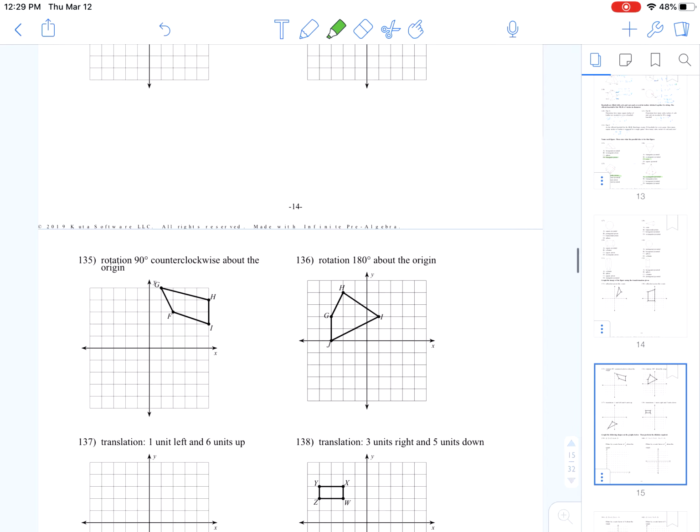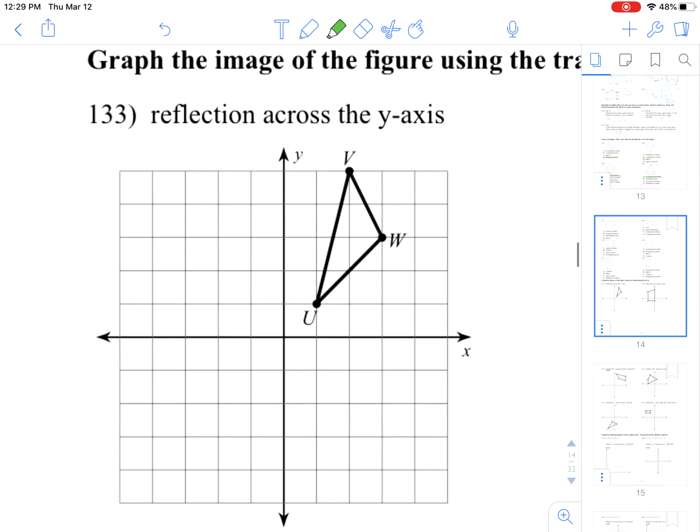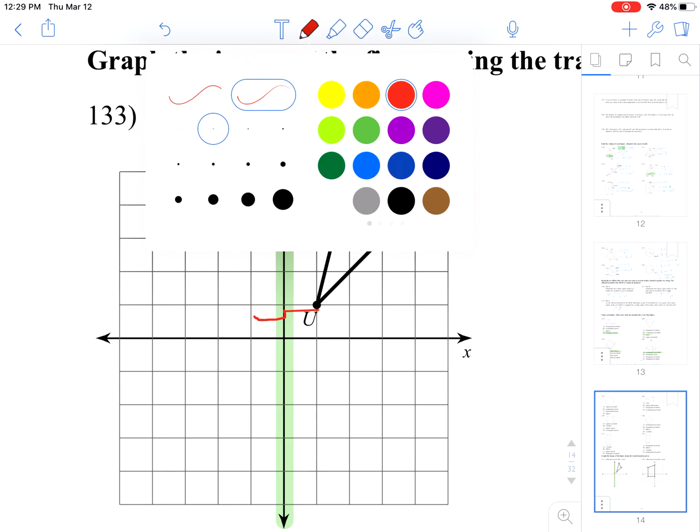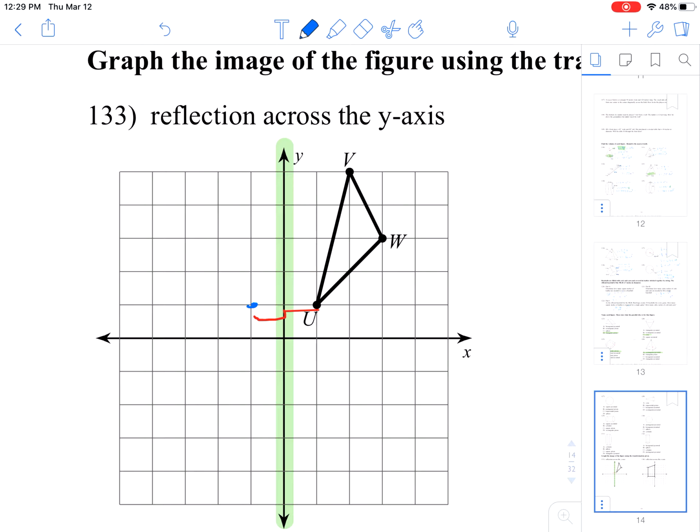So if we look at problem 133, it says reflect across the y-axis. Everything that I write in red you do not need to write. So the y-axis is this line here. And so the U is 1 away from the line, and so we're going to put the new U 1 away from the line. So we're going to put a dot there, and we're going to title it U prime. And again, everything in red you don't have to put.